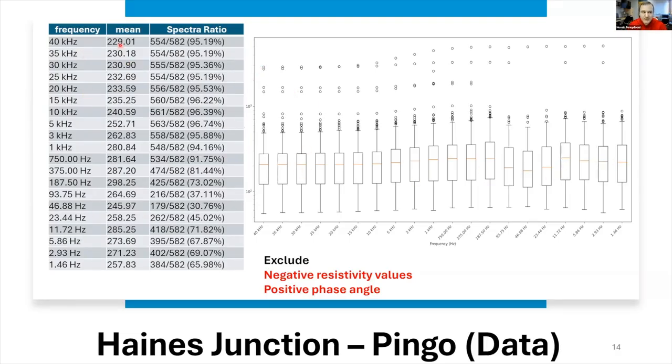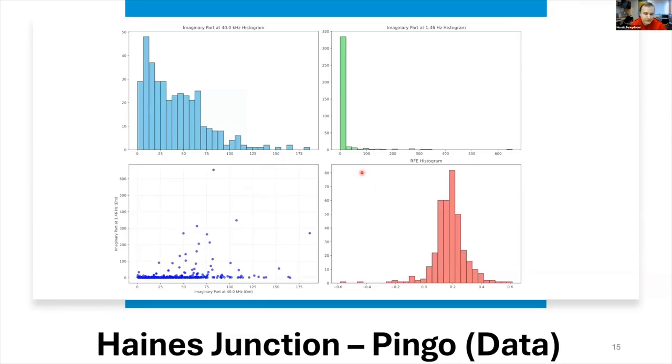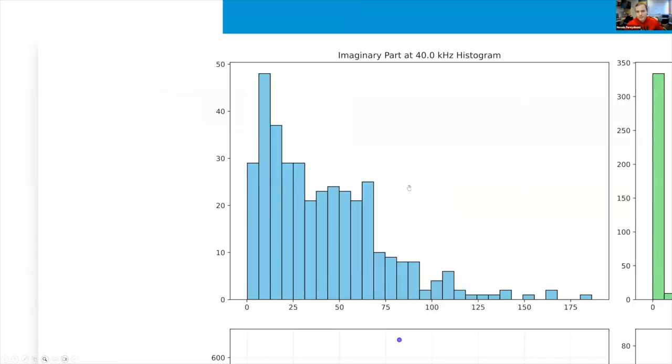It just makes sense because the mean at like 1 hertz is a little bit higher than 40 kilohertz, and we have different distribution of the data at different frequency. So as I mentioned, the imaginary part is important for us. You can see the imaginary part result here.